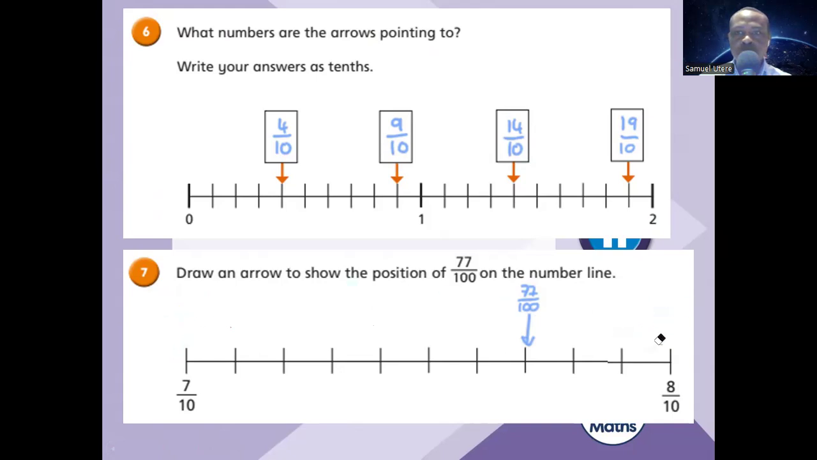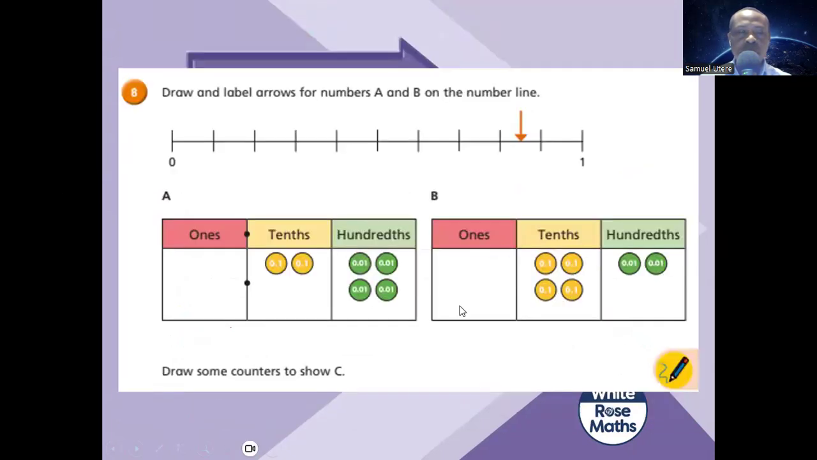All right, let's move on. Question 8, you were asked to draw and label arrows for numbers A and B on the number line. So pause the video and answer this in 2 minutes. Assuming you've paused the video and you've answered the questions, here are the answers. Let's discuss them.